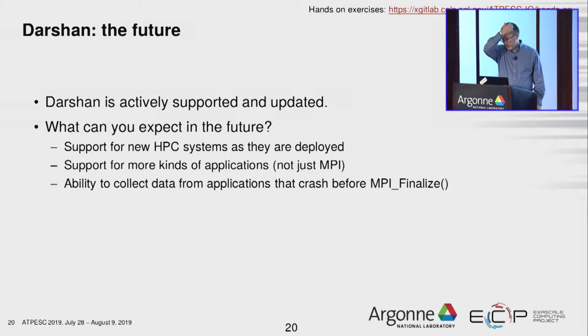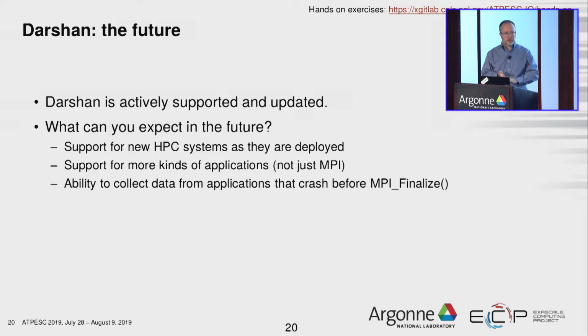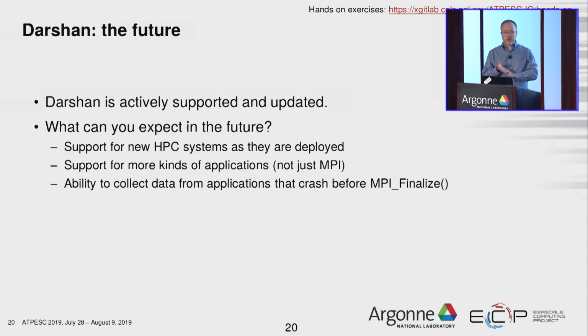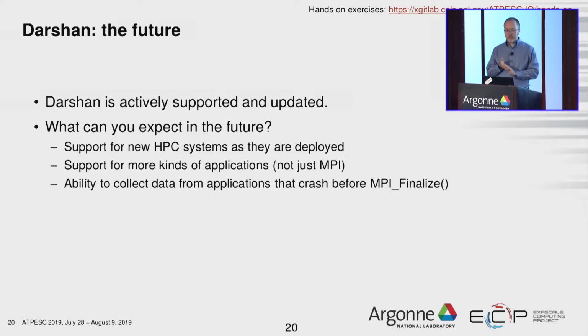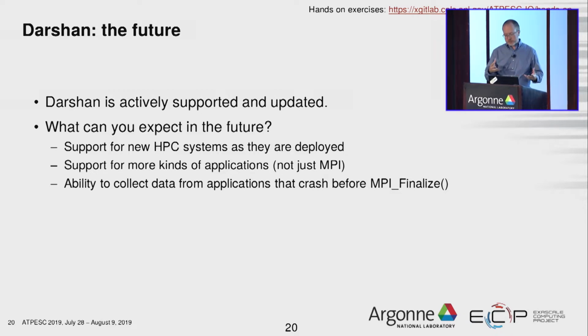And Darshan is an actively maintained, supported, updated tool. And just to give you an idea of things that will be coming in the future, we're always updating for the new HPC systems. So when the next one comes out, we'll have Darshan ready for it. We try to keep it operational on all the big platforms. We're currently, like literally this week, working on how to make Darshan work for non-MPI applications. So if you have some other programming model that doesn't use MPI under the covers, there's some hope that you can get the same kind of information. It's technically possible. We're just cleaning it up and getting it into something that can be deployed.